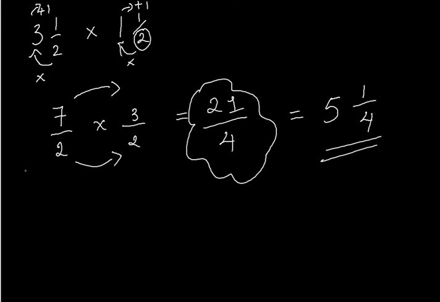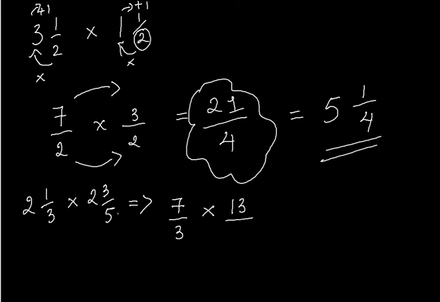Let's do one more. Let's say we had 2 and a third, and I want to multiply this by 2 and 3/5. So again, I'm going to change that into an improper fraction and change that one into an improper fraction, and this is what I end up with. 3 times 2 is equal to 6, plus 1 is equal to 7, and the fraction here is out of 3, times 5 times 2 is equal to 10, plus 3 is equal to 13, and here the fraction is out of 5.